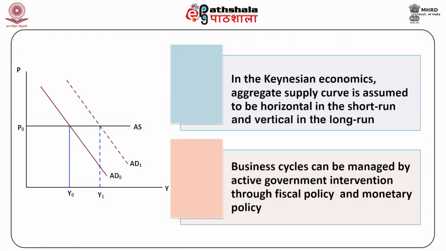In Keynesian economics, the aggregate supply curve is assumed to be horizontal in the short run and vertical in the long run. Thus, Keynes believed that these kinds of business cycles can be managed by active government intervention through fiscal policy, that is, by spending more in recessions to stimulate demand, and by monetary policy, that is, by stimulating demand with lower rates. Here the aggregate supply curve in Keynesian economics in the short run is represented, where an increase in the demand increases the output without any change in the price level due to the wage price rigidity.